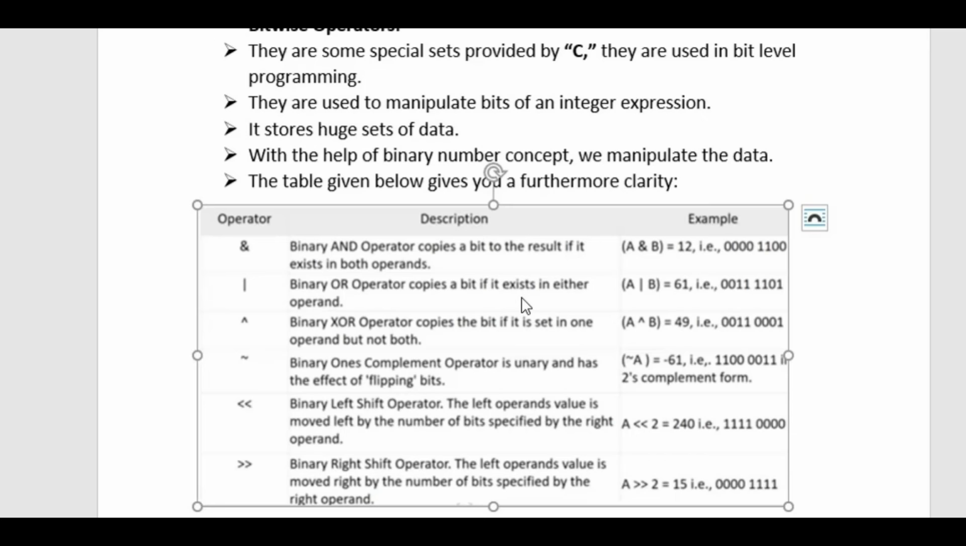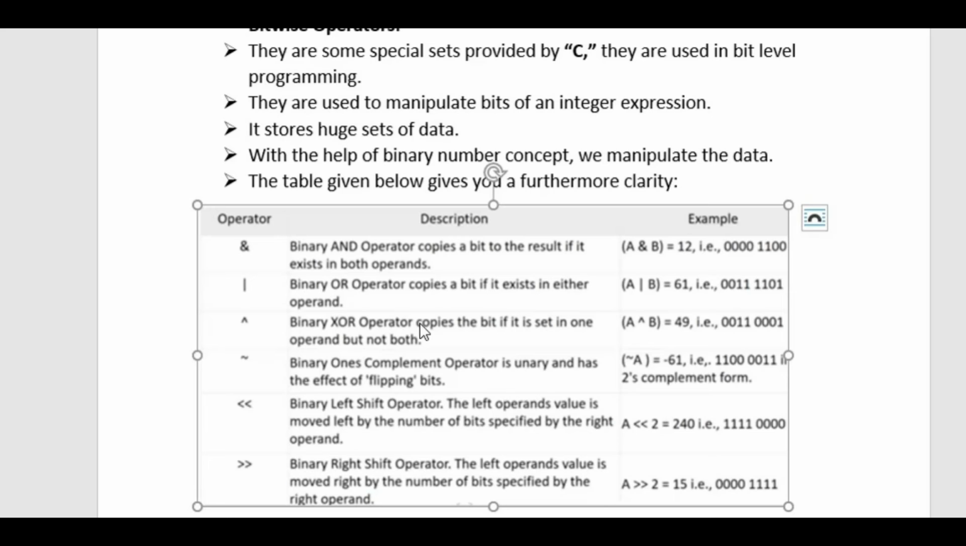The binary OR operator copies a bit if it exists in either operand. If a bit exists in either operand, then it can be copied, or else the condition cannot be satisfied. Here we are given an example: a binary OR operator b equals 61. This is some binary code. I'll be discussing it on the down scroll now.